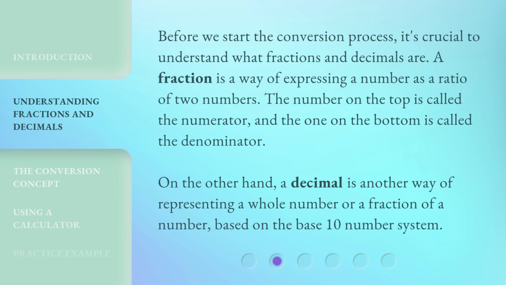Before we start the conversion process, it's crucial to understand what fractions and decimals are. A fraction is a way of expressing a number as a ratio of two numbers. The number on the top is called the numerator, and the one on the bottom is called the denominator. On the other hand, a decimal is another way of representing a whole number or a fraction of a number, based on the base 10 number system.